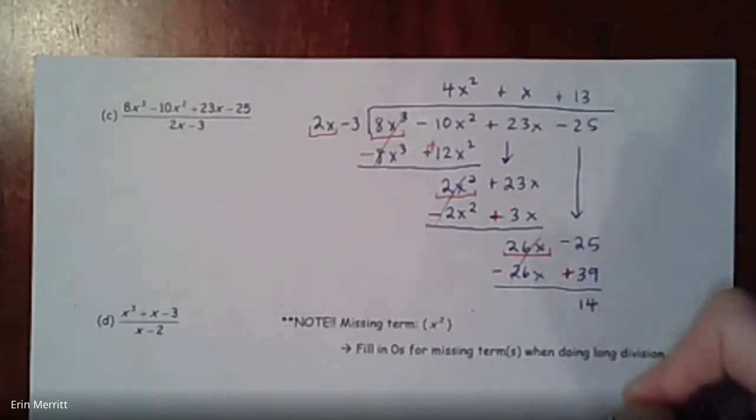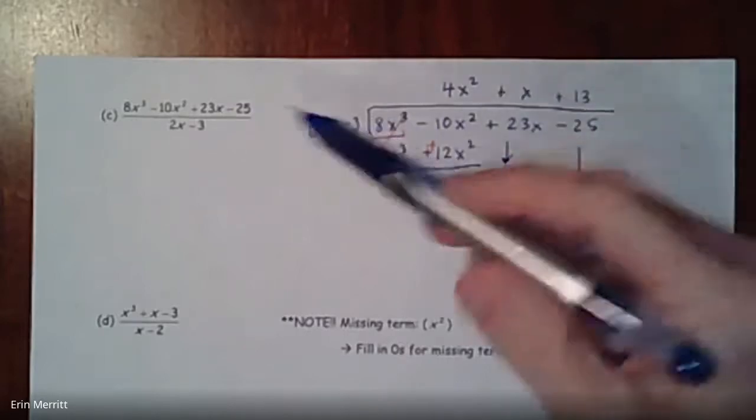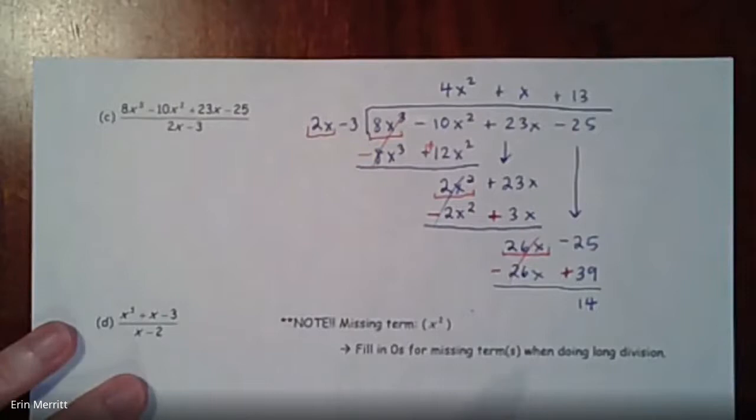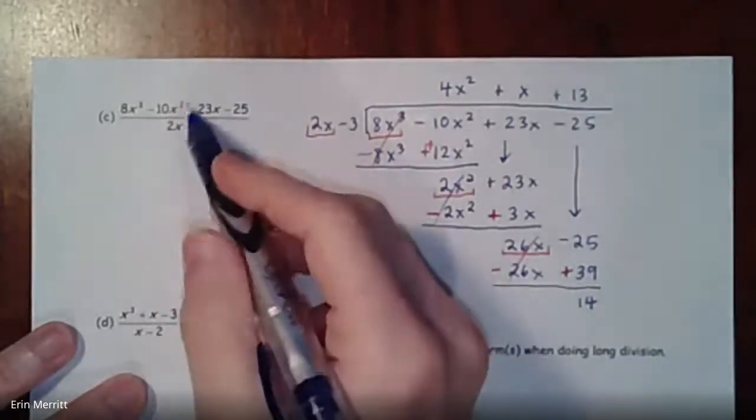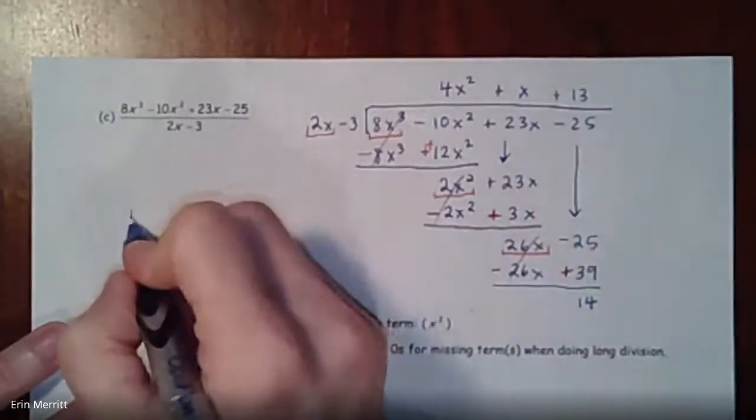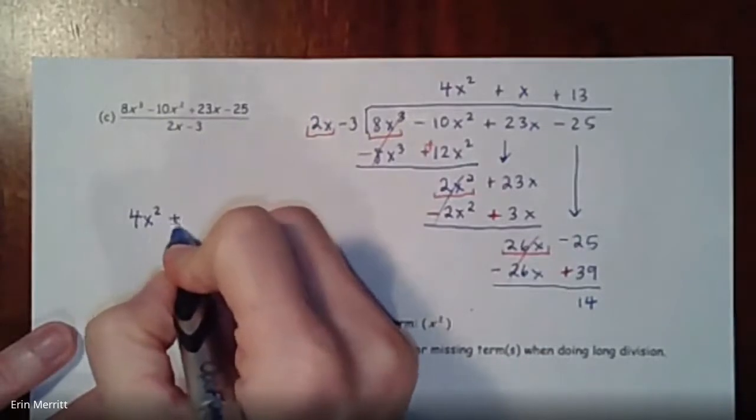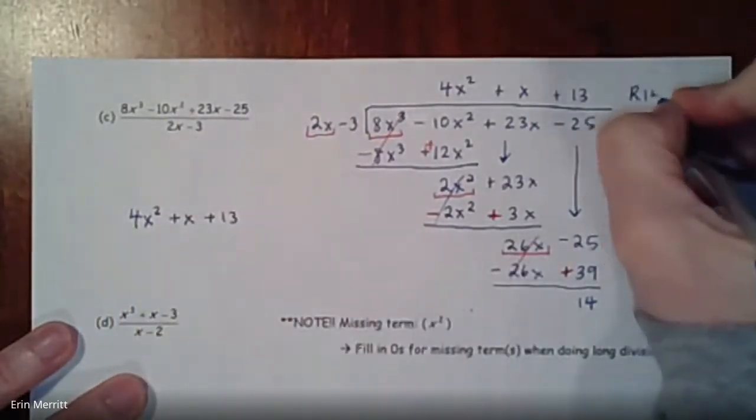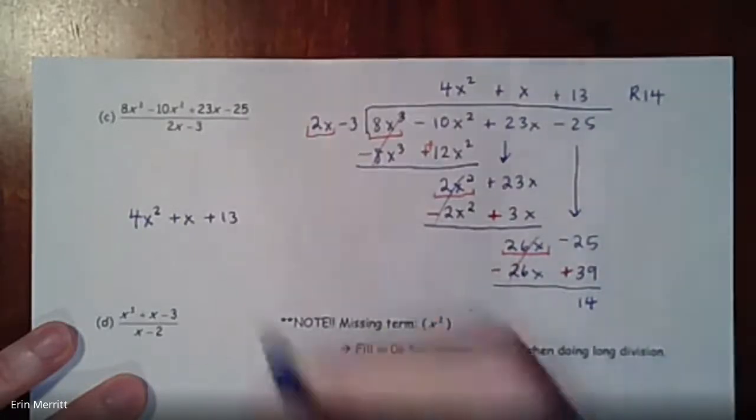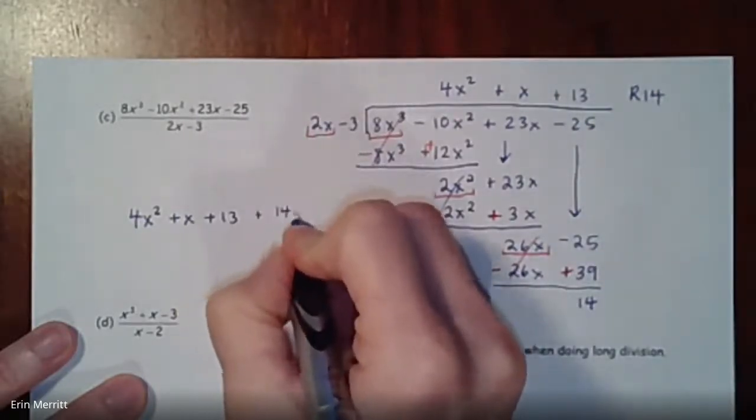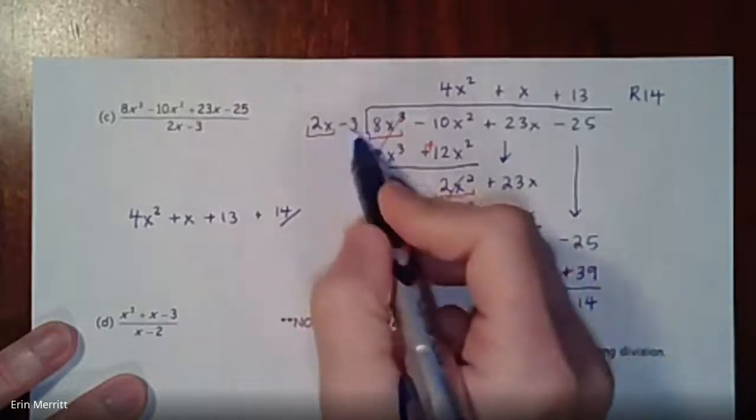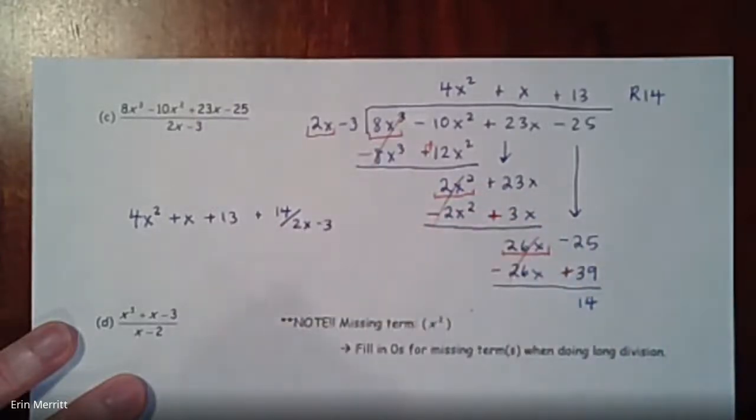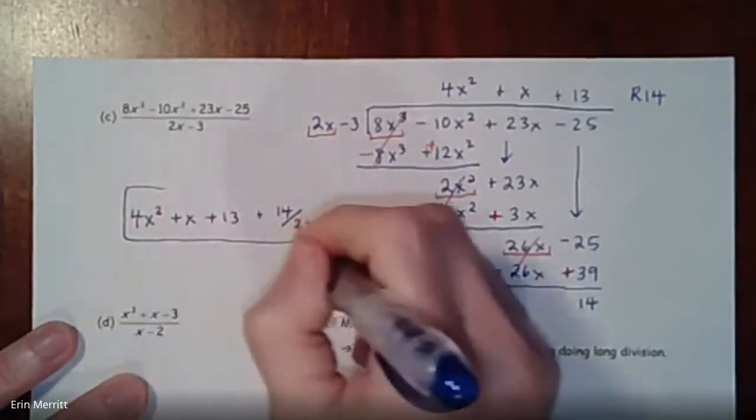So what should be really evident is that 2x minus 3 is not a factor of this, but then how you would write the actual answer. If it just says divide and tell me what the quotient is, then it would be 4x squared plus x plus 13. And that remainder of 14, we would add it on as 14 out of 2x minus 3 right there. That would be the actual answer.